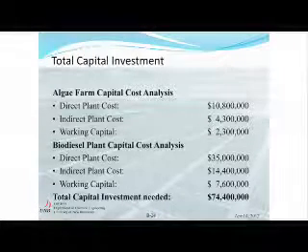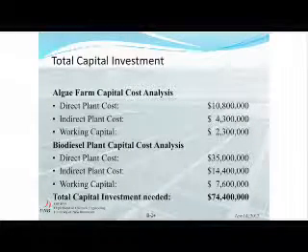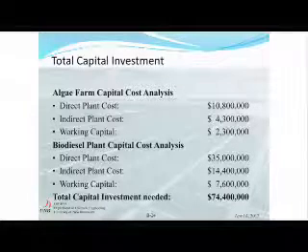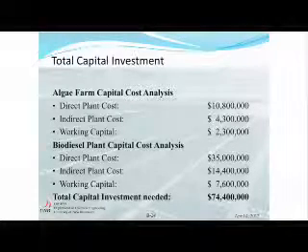So for the biodiesel plant, the direct plant cost is $35 million. The indirect plant cost is $14.4 million. And working capital is $7.6 million. So the total capital investment for the proposed plant is $74.4 million.